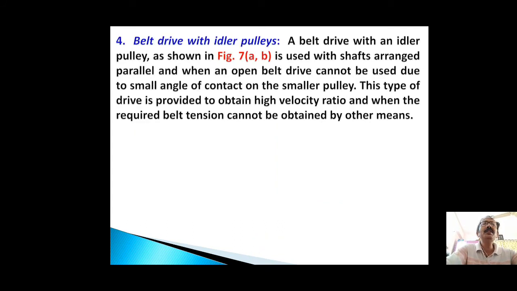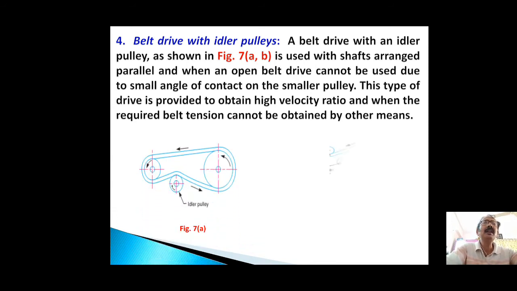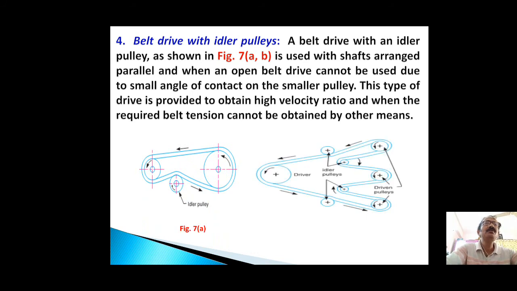Now, belt drive with idler pulleys. Generally, idler pulleys are used for providing proper tension in the belt. The belt drive with idler pulleys, as shown in figure 7a and 7b, is used with shafts arranged parallel, and when an open belt drive cannot be used due to the smaller angle of contact of the smaller pulley. This type of drive is provided to obtain a high velocity ratio, and when the required belt tension cannot be obtained by other means.